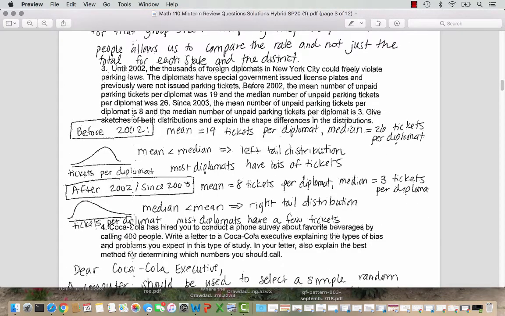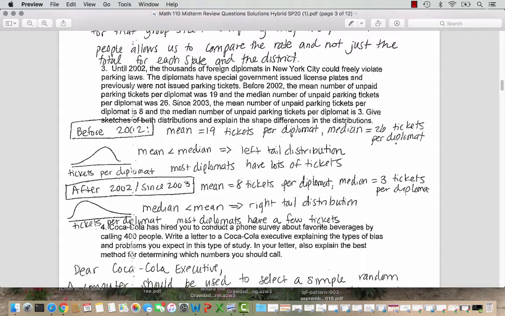Question 3 talks about parking laws. So we're told that until 2002, the thousands of foreign diplomats in New York City could violate parking laws. And so before 2002, the mean number of unpaid parking tickets was 19 and the median was 26. So before 2002, the mean was smaller than the median.